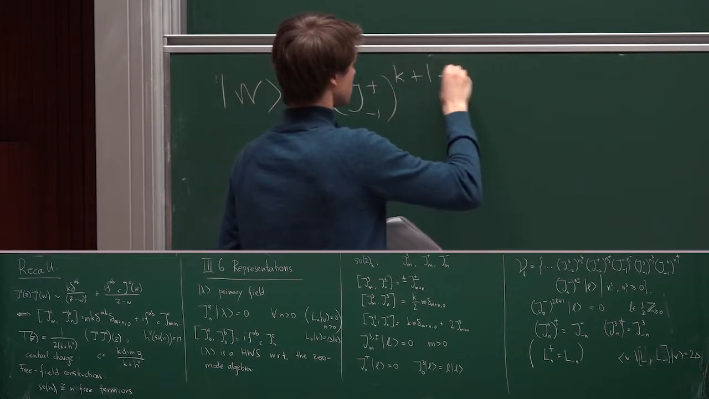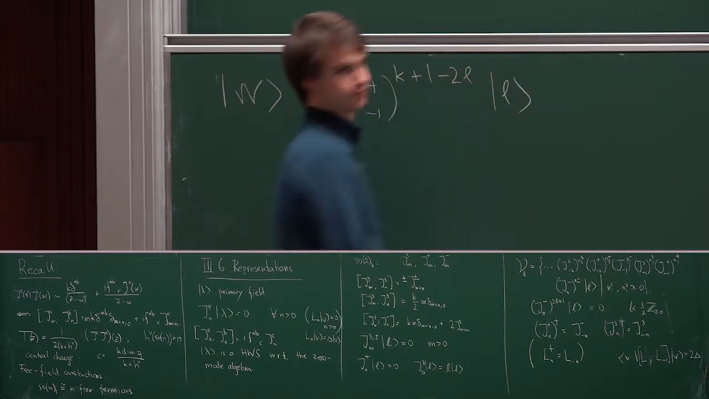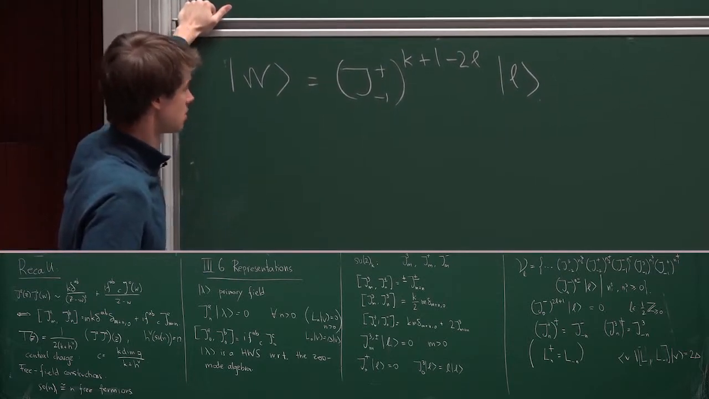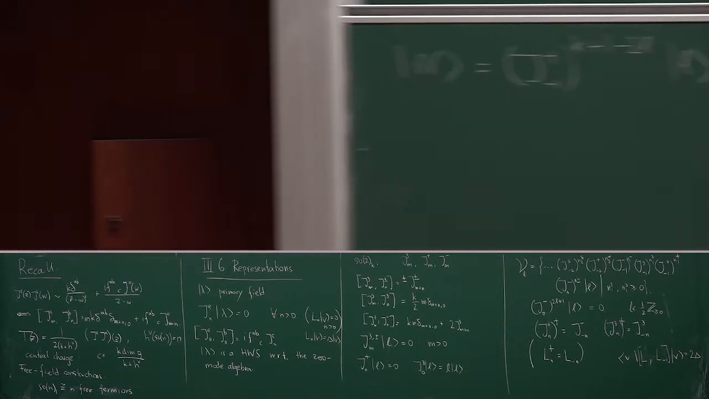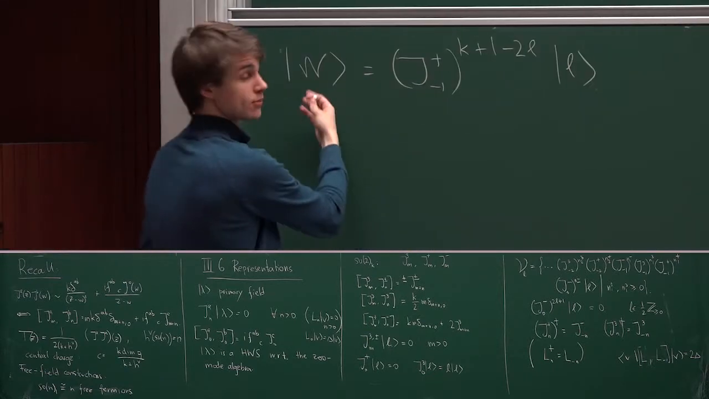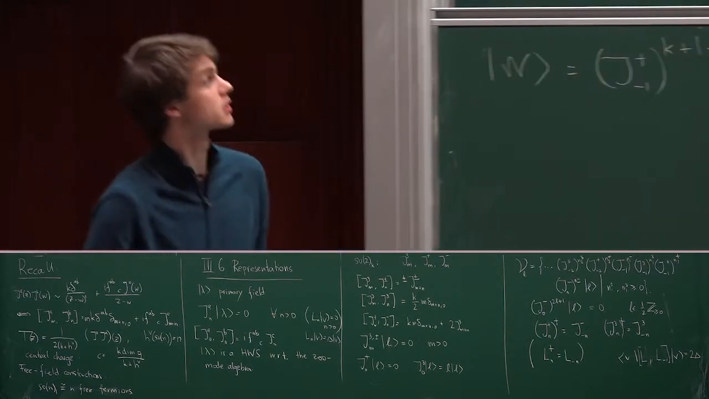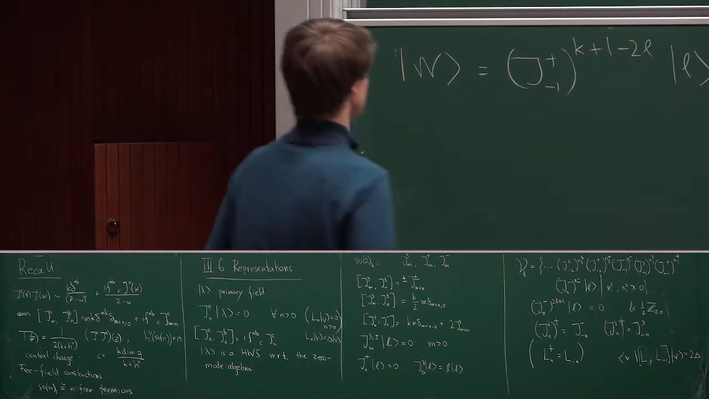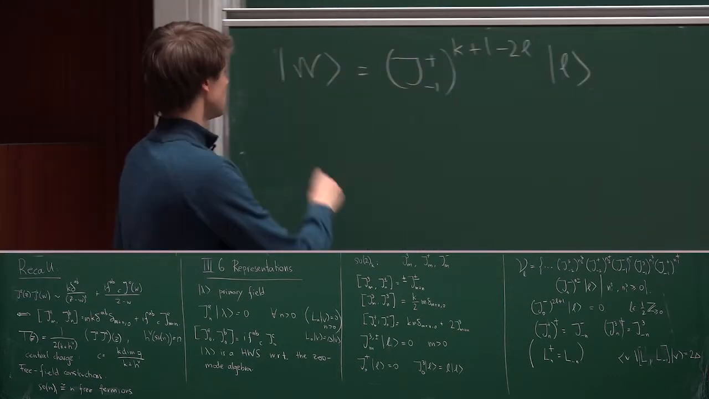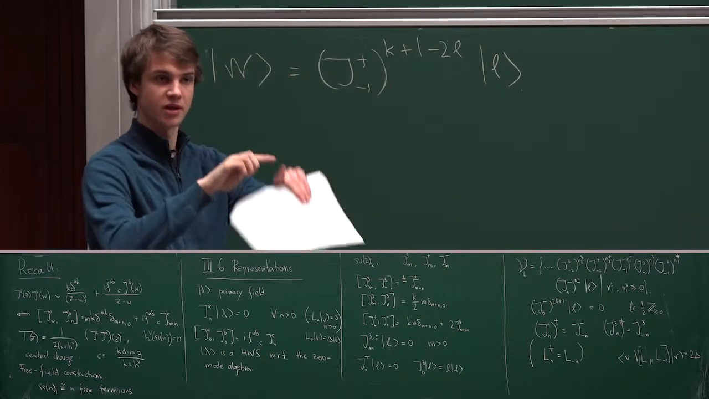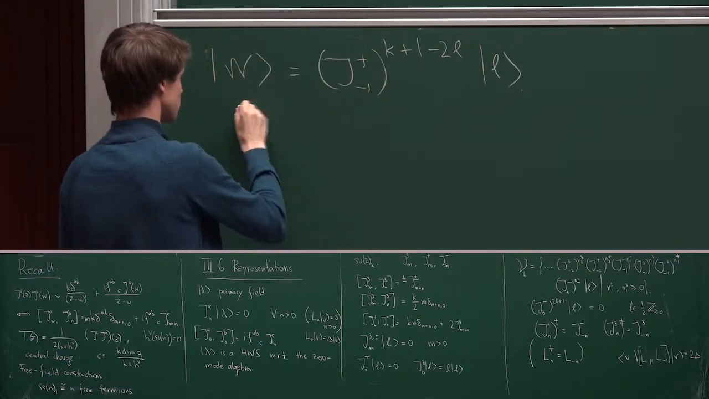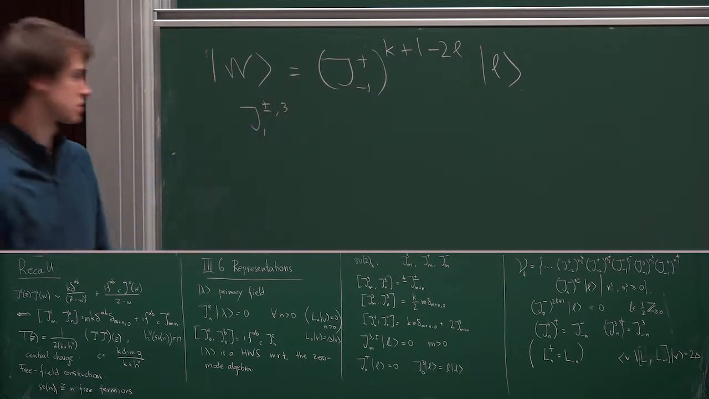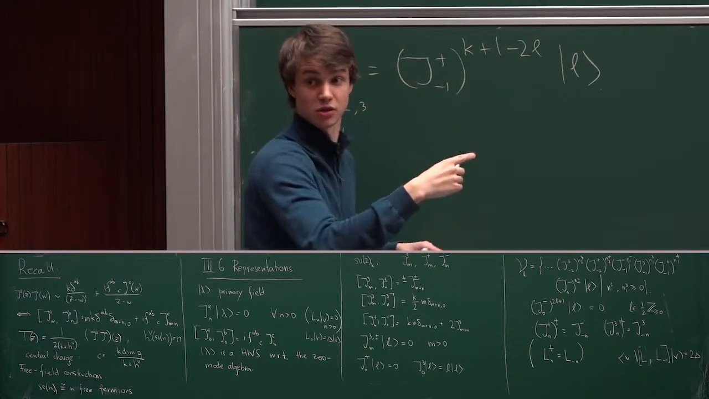So we apply J_{-1}^+ to the power k+1-2l on the highest weight state, and I claim it's null. Let's do it. It's not a hard computation to show that this is indeed, again, a primary state, which is not obvious. To show that it's a primary state, we have to show that it's annihilated by all positive modes. But it actually suffices to show that it's annihilated by the 1 modes, because if you know that it's annihilated by all J_1^{±} and J_1^3, then you can produce the higher modes by taking repeated commutators.